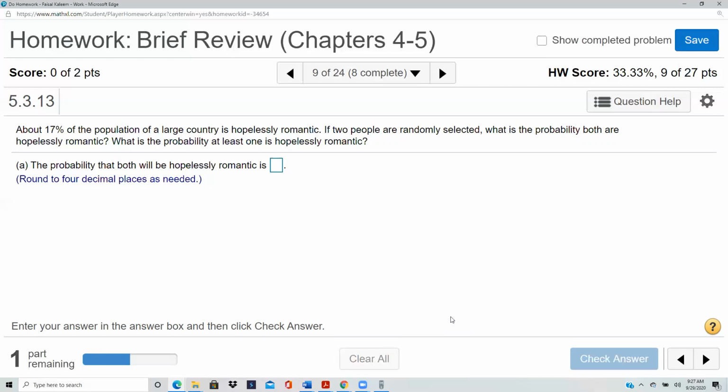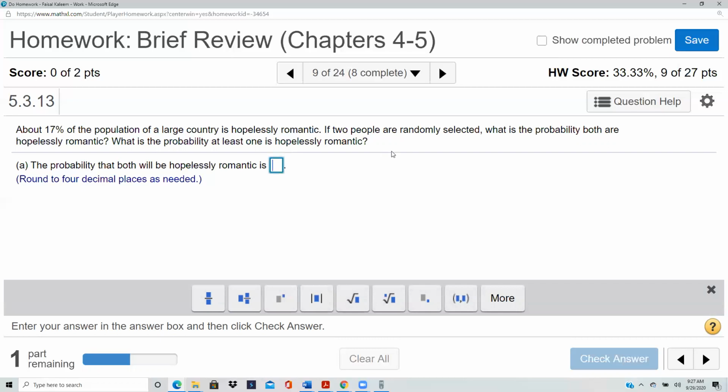17% of the population is hopelessly romantic. If two people are randomly selected, what's the probability that both are hopelessly romantic? So you want romantic and romantic, right?